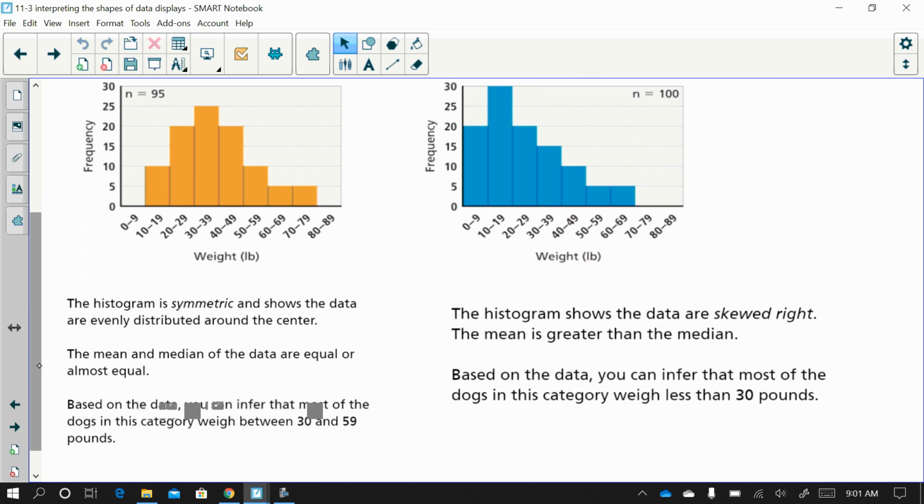So let's just talk about the orange right now. The histogram is symmetric, and shows the data are evenly distributed about the center. So when we have a symmetric graph, it means the mean and median of the data are equal or almost equal. So they're pretty close to each other. So based on this data, we can infer that most of the dogs in the category weigh between 30 and 59 pounds. That's where we're right about in there.